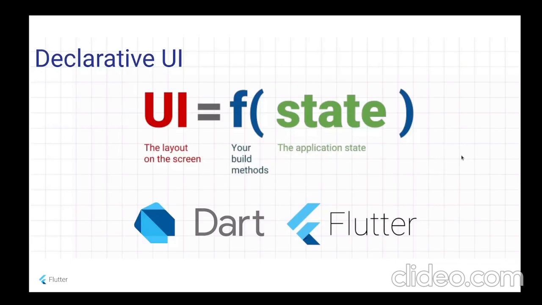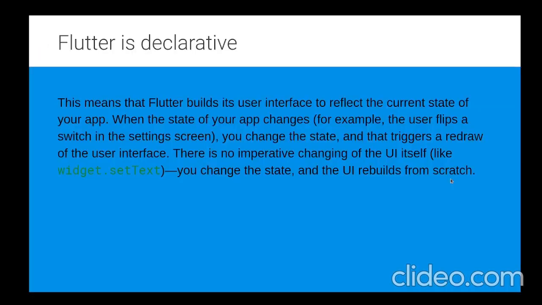So now let's have a look at declarative UI. Flutter is basically a declarative UI. The UI you see on your screen can be represented as a function, where the function is your build methods that you write, and the input of the function can be taken as an analogy with the state of the application. So this is a gist of what declarative UI means, and we'll see more about it. So yeah, Flutter is declarative.